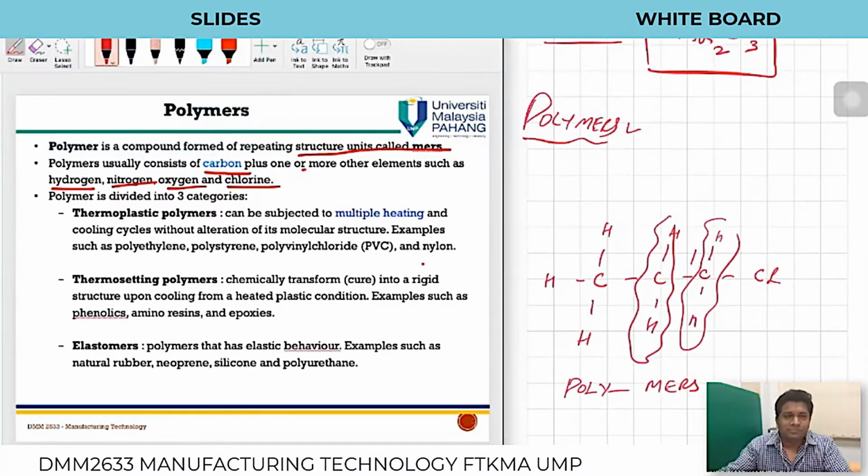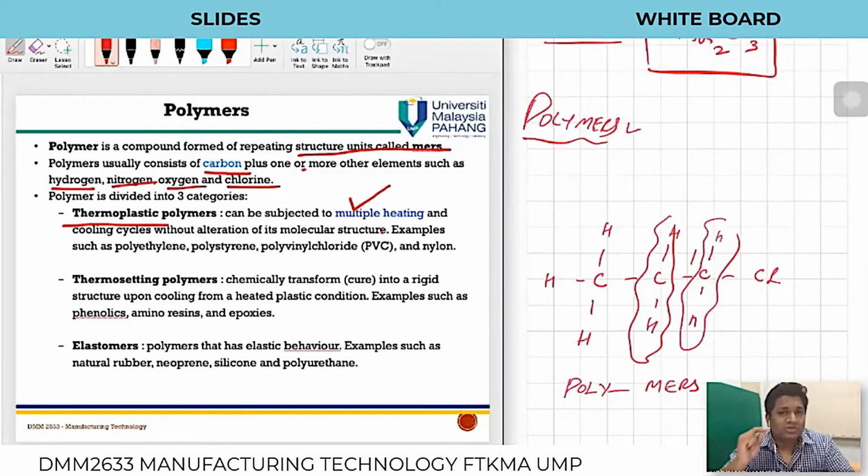Okay, so polymers have different types and they have different applications. All plastics are polymers. We have thermosetting plastic, thermoplastic polymer, and elastomer. These three have different properties. A thermoplastic polymer can go through multiple heating and cooling cycles without alteration of its molecular structure. So those plastics which I can heat and then cool down and they become the same, nothing happens, are called thermoplastic polymers.